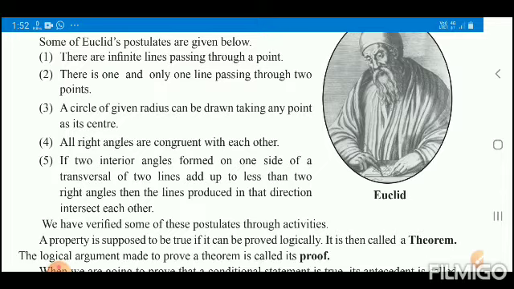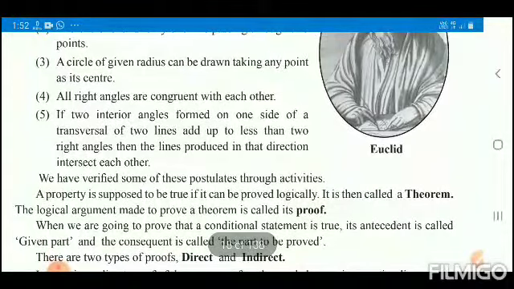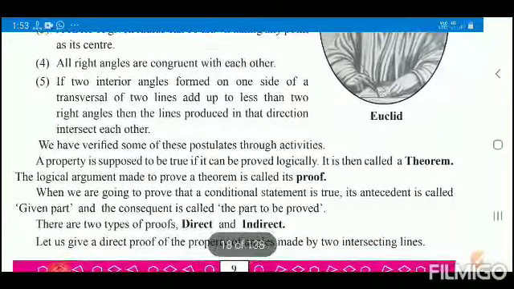If we take any two points and join them, then we get one and only one line. The next postulate is that a circle of given radius can be drawn taking any point as its center. It means we take a particular length as the radius and any one point, and we can draw the circle from that radius, and that point is known as the center of the circle.